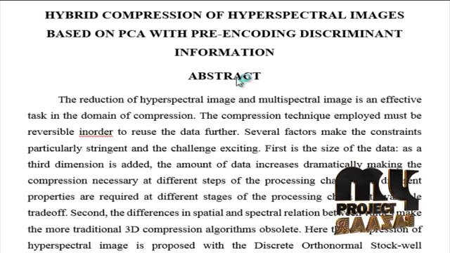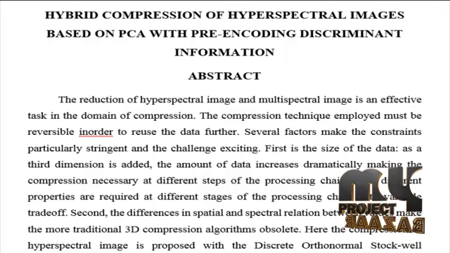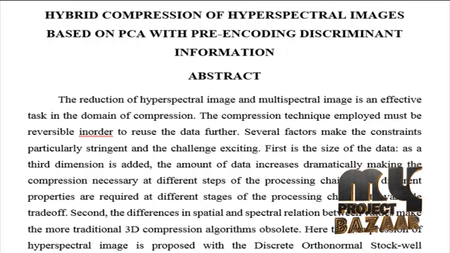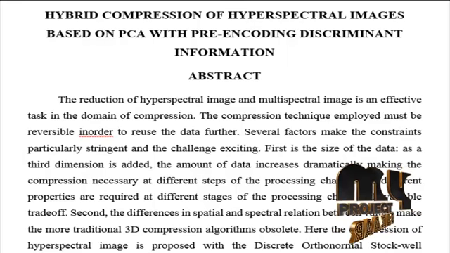Let me discuss the project: hybrid compression of hyperspectral images based on PCA with pre-encoding discriminant information. Let me discuss the abstract of the project. The reduction of hyperspectral and multispectral images is an effective task in the domain of compression. The compression technique employed must be reversible in order to reuse the data further. Several factors make the constraints particularly stringent and the challenge exciting.